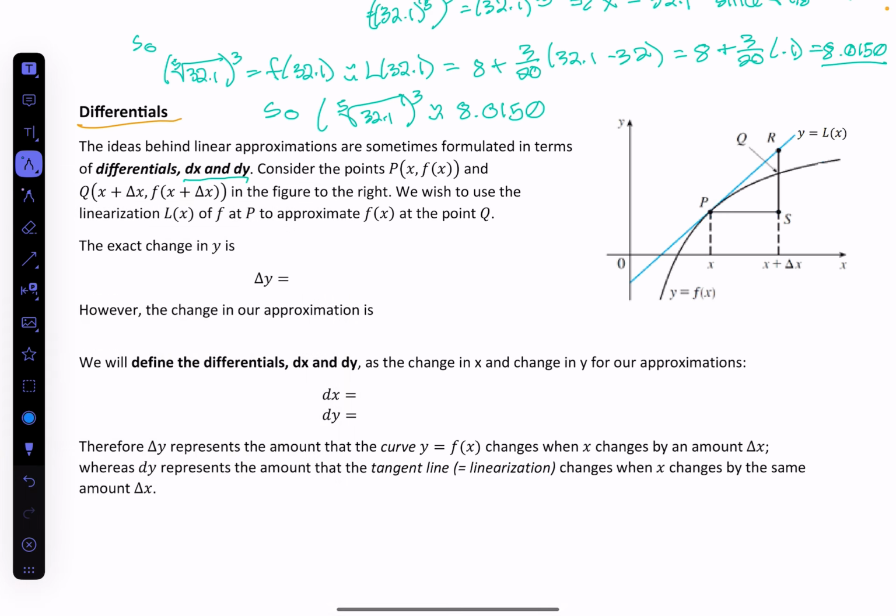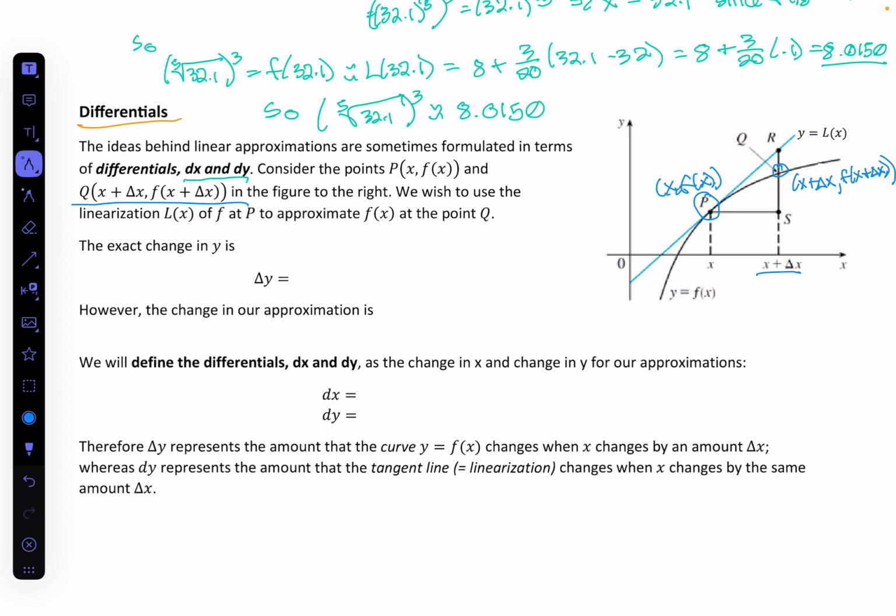So to understand what dx and dy are, let's consider the points in the figure on the right. So we have the point P, which is this point here. That is the point x, f of x. We also have the point Q, which is here. And this is associated with a slight change in x. So that's going to be the point x plus delta x. And the y value then is going to be x plus delta x substituted into f. So Q is x plus delta x, f of x plus delta x.